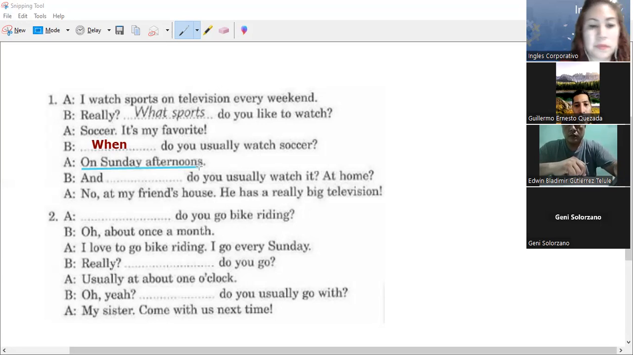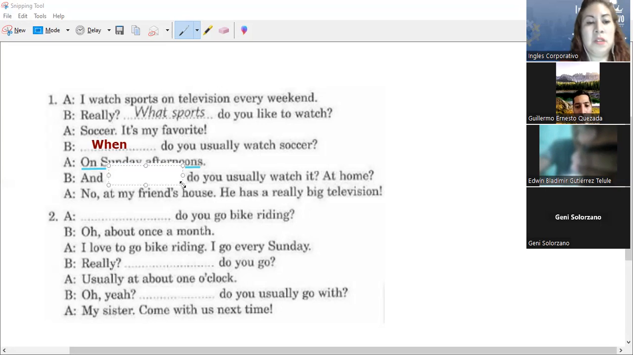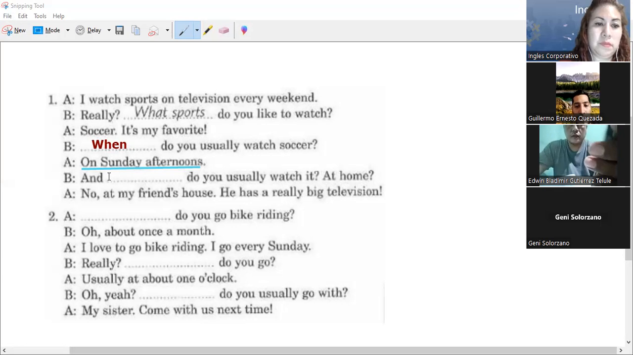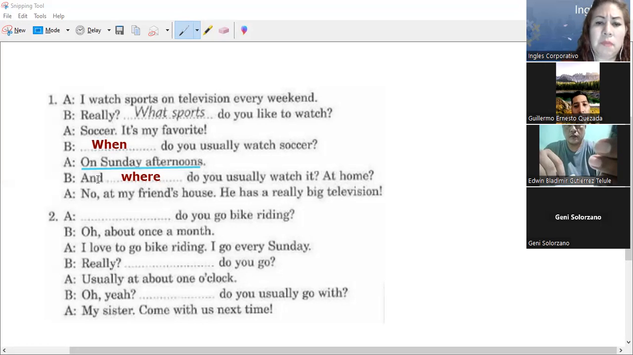Okay. And this is where. Good. So where do you usually watch it? At home? No, I'm at a friend's house. It has a really big TV. He has a really big TV.